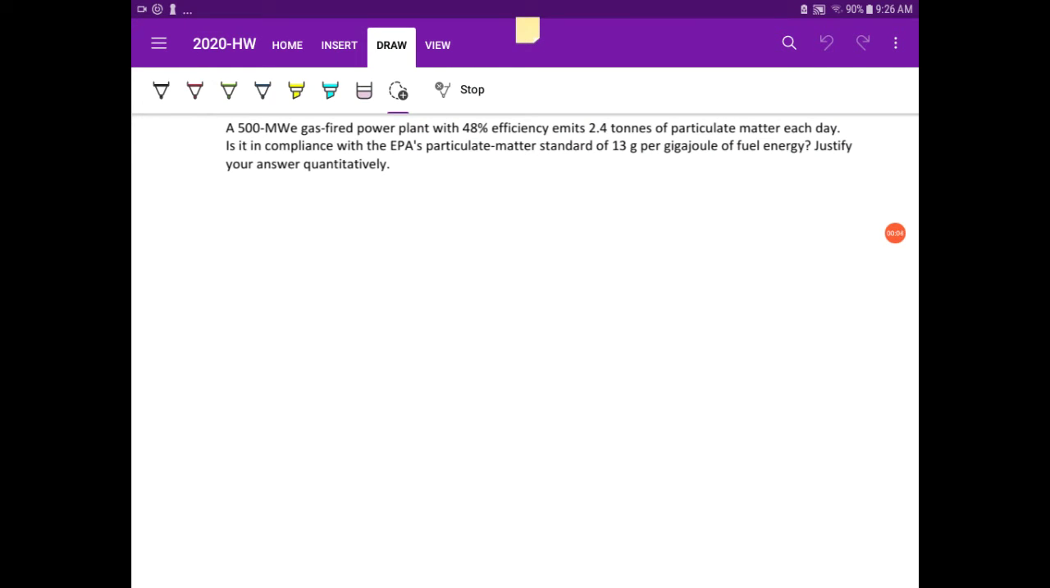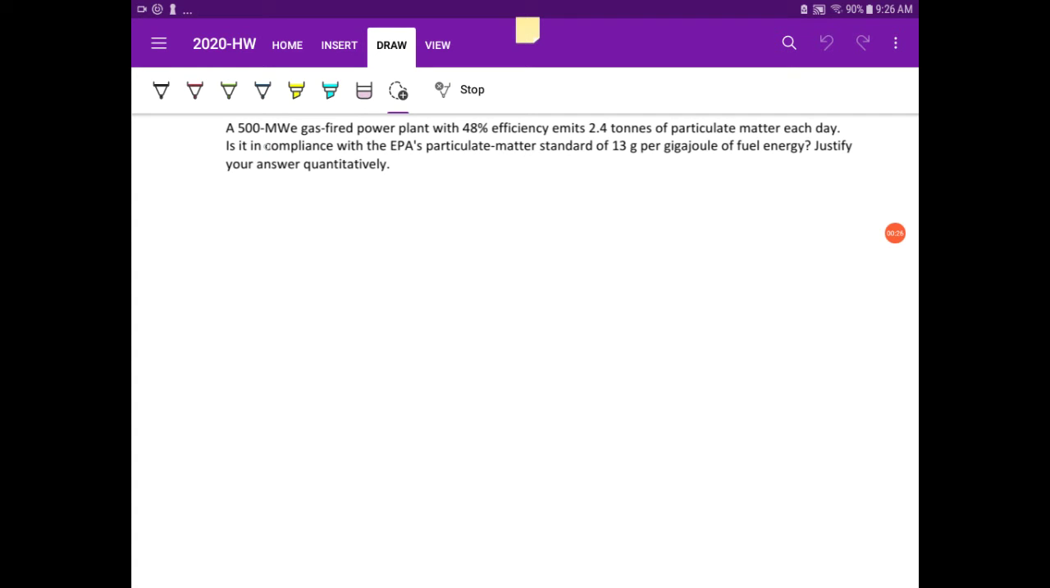Okay, we're given an example of a 500 megawatt E gas-powered power plant that's 48% efficient and emits 2.4 tons of particulate matter each day. We want to know, is it in compliance with a standard that says 13 grams per gigajoule of fuel energy? And we're going to justify this by doing some mathematics.